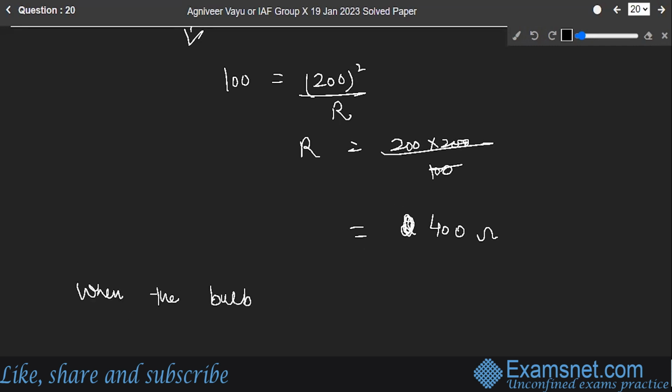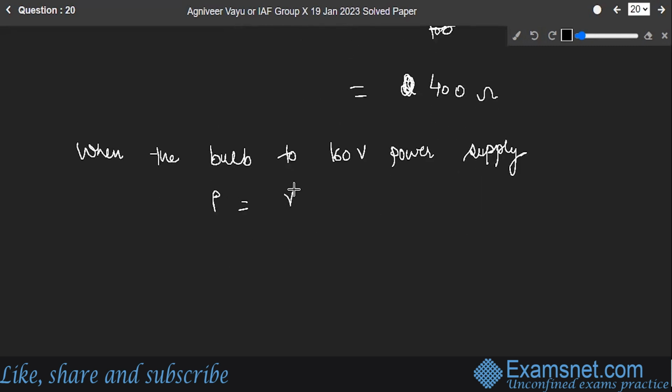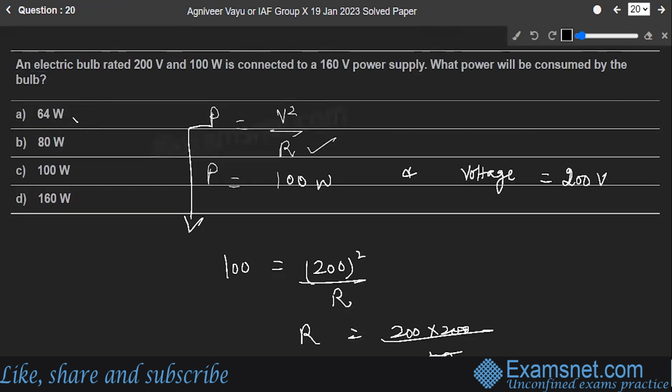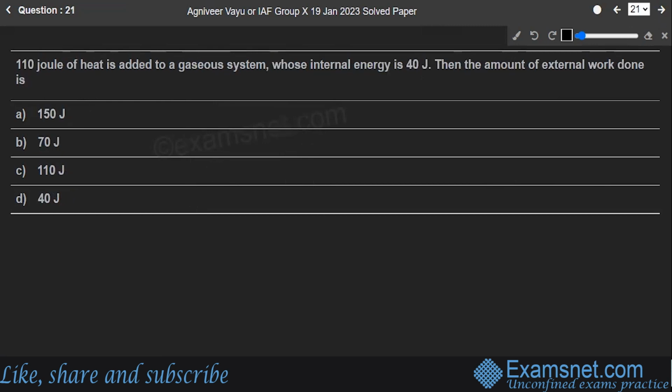When the bulb is connected to a 160 volt power supply, then the power is given by V square upon R, that is equal to 160 square upon 400, which is 160 into 160 upon 400. So this will cancel and this will cancel at 4. You have 64 watt. 64 watt is option A and the correct answer. Hope you understood this. Next is question number 21.